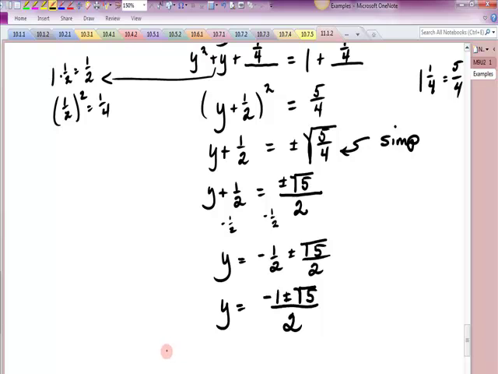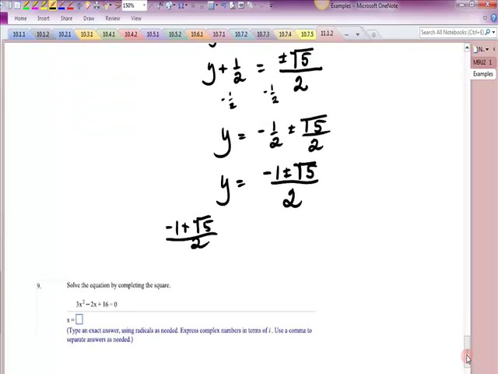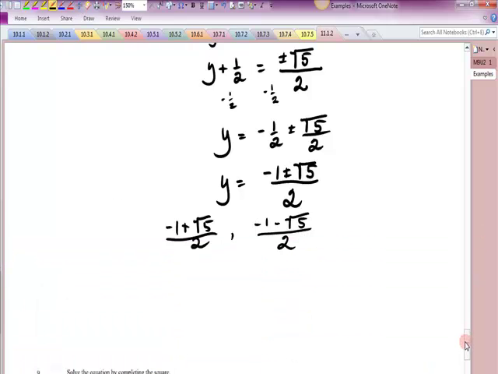Listing them separately, negative 1 plus square root of 5 over 2, comma, negative 1 minus the square root of 5 over 2. Conjugates again. All right, last one.